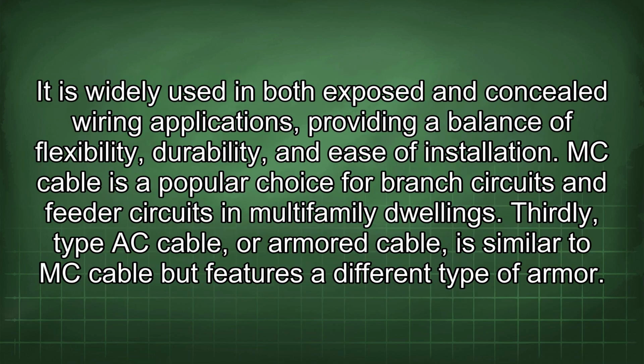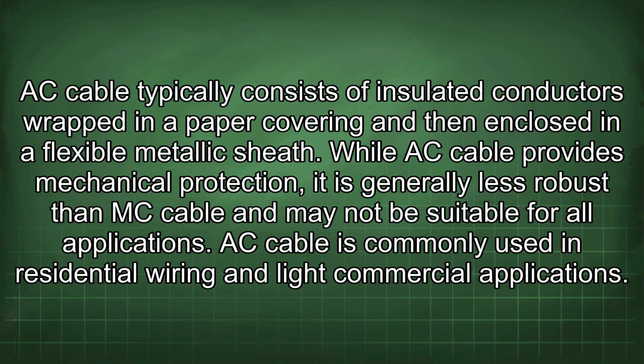It is widely used in both exposed and concealed wiring applications, providing a balance of flexibility, durability, and ease of installation. MC cable is a popular choice for branch circuits and feeder circuits in multifamily dwellings. Thirdly, type AC cable, or armored cable, is similar to MC cable but features a different type of armor. AC cable typically consists of insulated conductors wrapped in a paper covering and then enclosed in a flexible metallic sheath. While AC cable provides mechanical protection, it is generally less robust than MC cable and may not be suitable for all applications. AC cable is commonly used in residential wiring and light commercial applications.